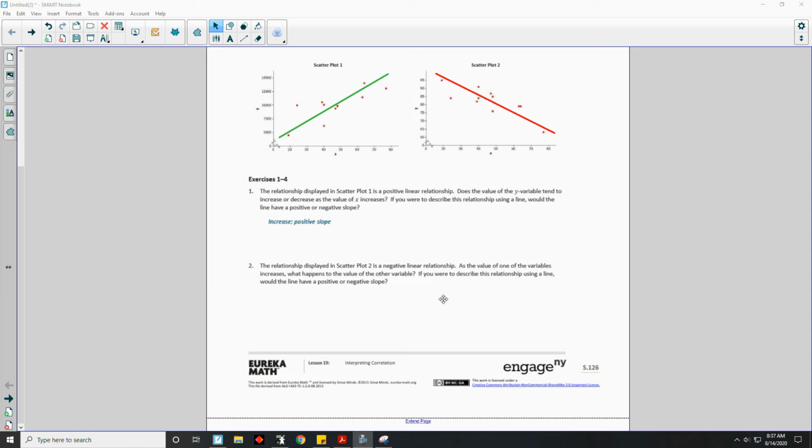Number 2, the relationship displayed in scatter plot 2 is a negative linear relationship. As x is increasing, what happens to the value of the other? It decreases. As y increases, x is decreasing, if you look at it that way. If you were to describe the relationship using a line, would the line have a positive or negative slope? As one variable increases, the other variable decreases, and that will create a negative slope or a negative rate of change.